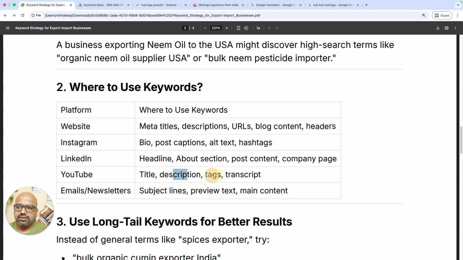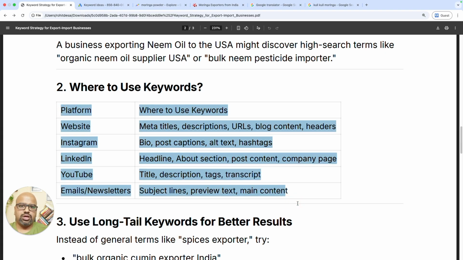Then title, description, tags, transcription, and emails and newsletters. These are very much important: subject line, preview, main content. These all work. I don't say just use it for your website. I say go and use it all across, so that whenever someone searches for Moringa powder, or whatever business you fall in, Moringa powder is just an example, whatever the product you fall in, any of your articles should rank.